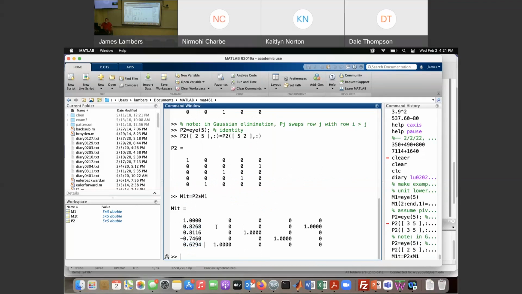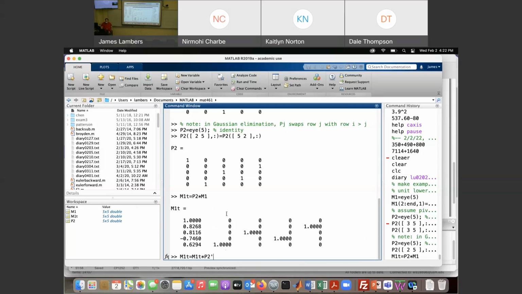So the unit lower triangular structure got destroyed. Now, I will multiply by P2 transpose on the right, and that is going to swap columns 2 and 5 because I'm multiplying on the right.